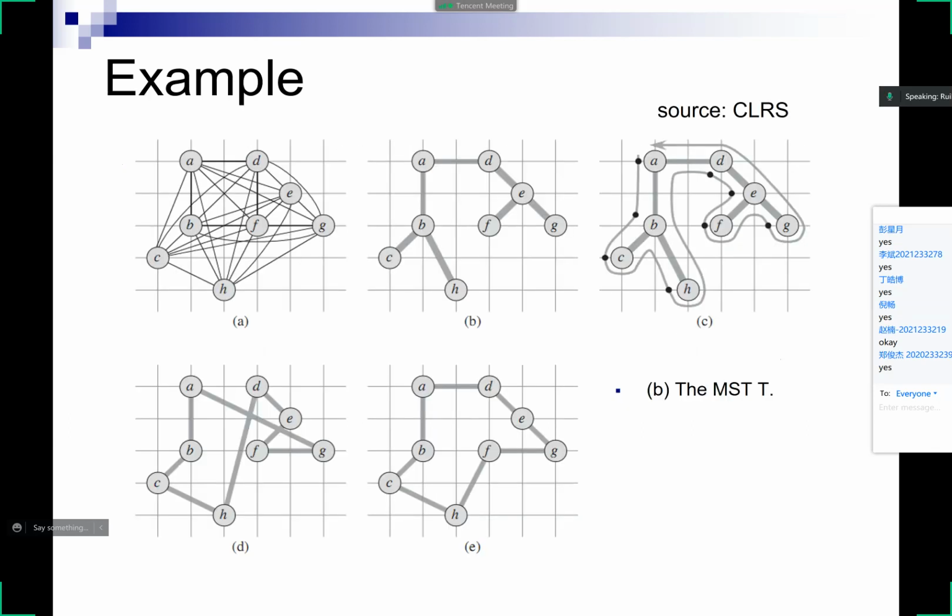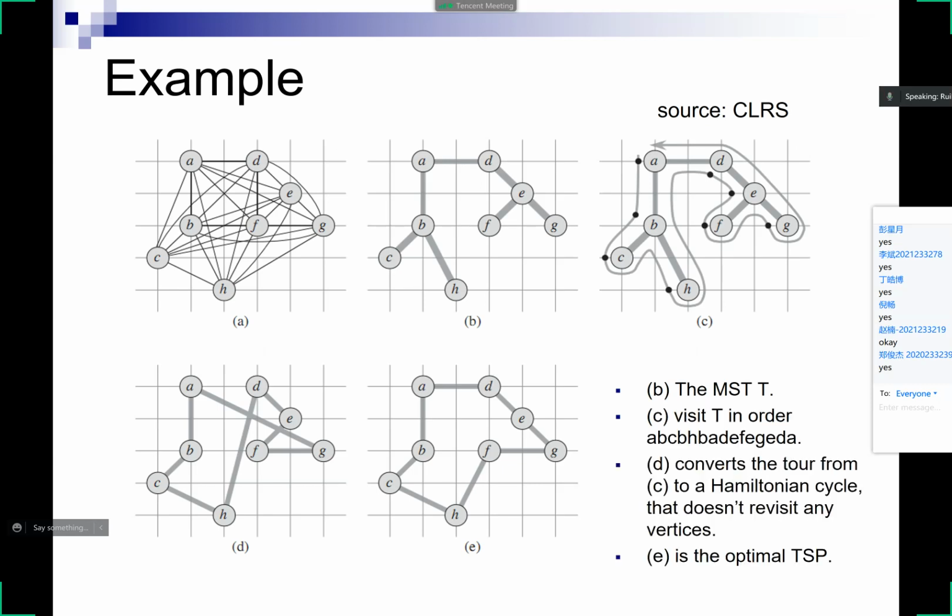Okay, so let's do an example of this. Here we're going to start with the graph on the upper left in A. This is a complete weighted graph. In B, we're going to compute a minimum spanning tree. Then in C, we are going to do a DFS traversal on this minimum spanning tree. In this case, we're going to start our DFS at node A, but you can actually start anywhere.